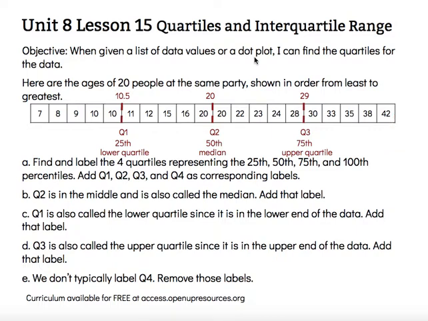Again, our objective says when given a list of data values or a dot plot, I can find the quartiles for the data. So I just split the data into 4 equal parts and showed those markers of quartile 1, quartile 2, and quartile 3 so that we can talk about important values within our data set.